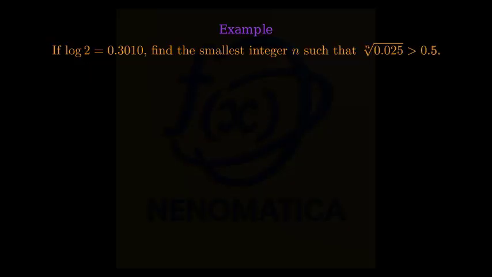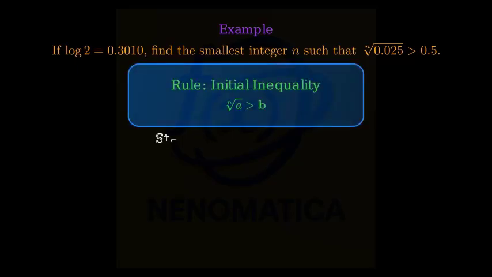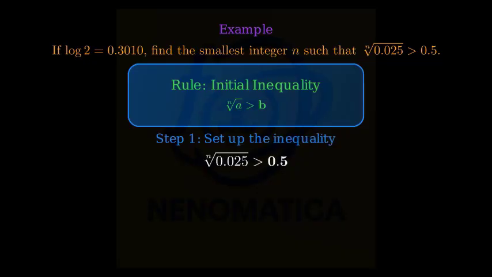We will solve the problem exactly following the structure in the provided image. First, we display the example and the question, then proceed step by step with rules. Step 1. Set up the inequality exactly as shown. We need the nth root of 0.025 to be greater than 0.5.